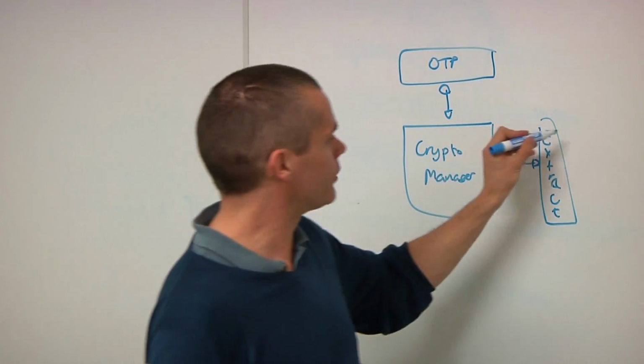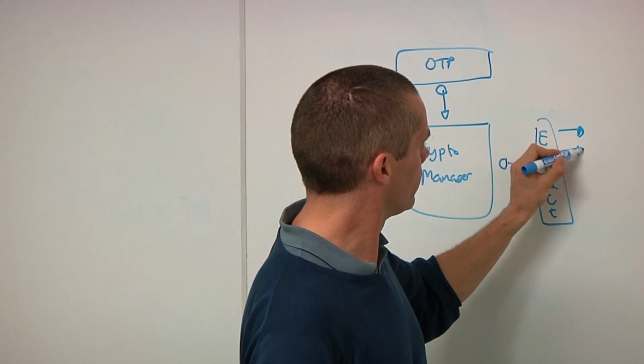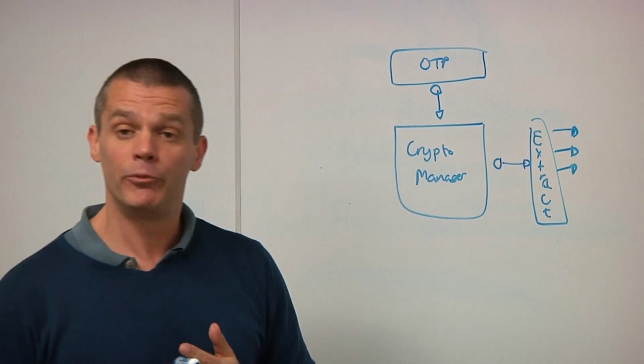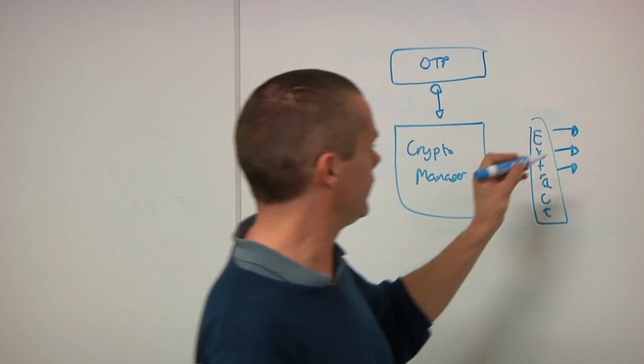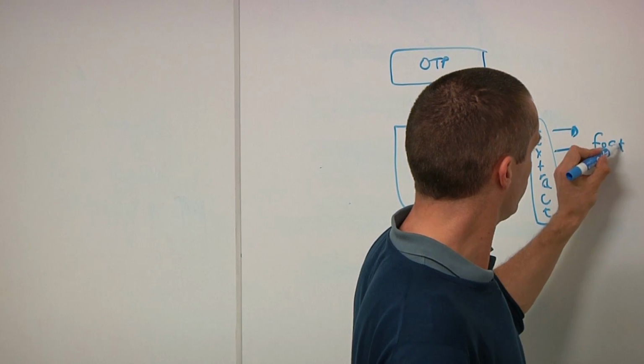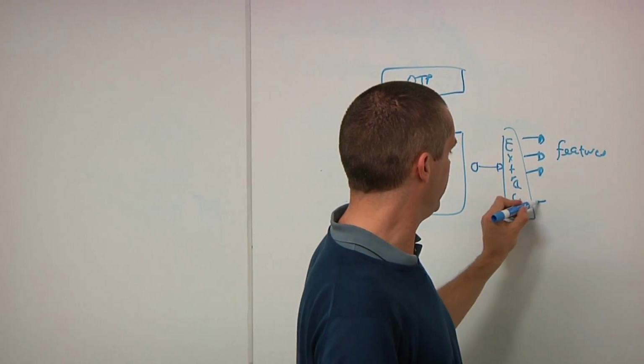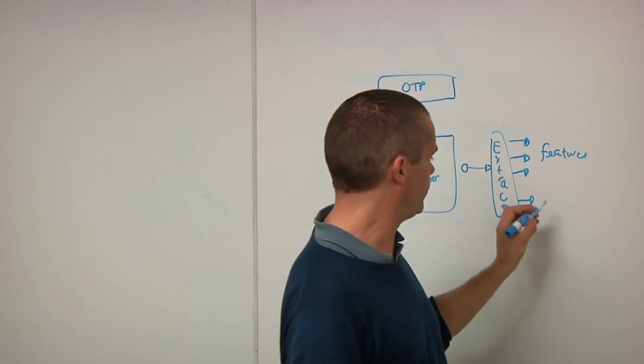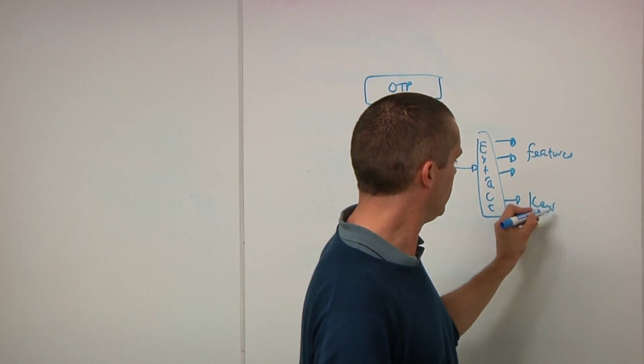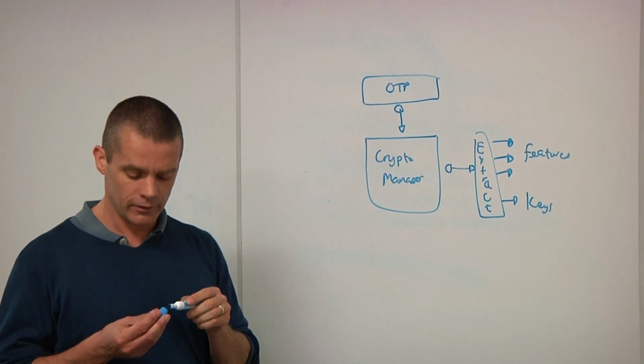What comes out of the extractor? Well, firstly, you can connect it up to a set of feature bits, if you like. And secondly, you can think about the extractor spitting out keys. So how do these things get used?